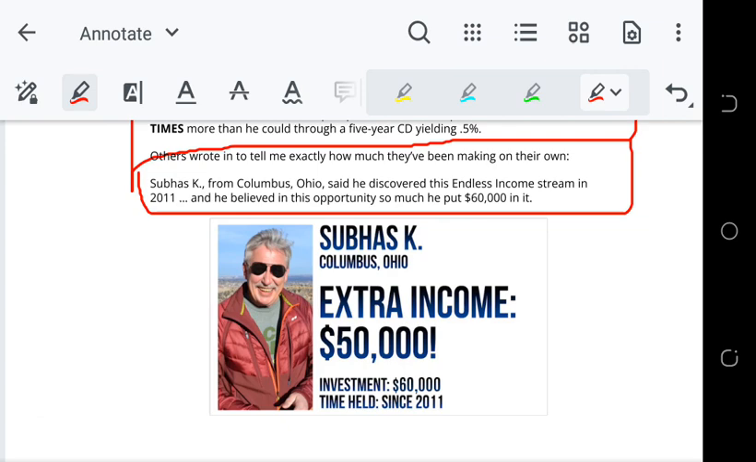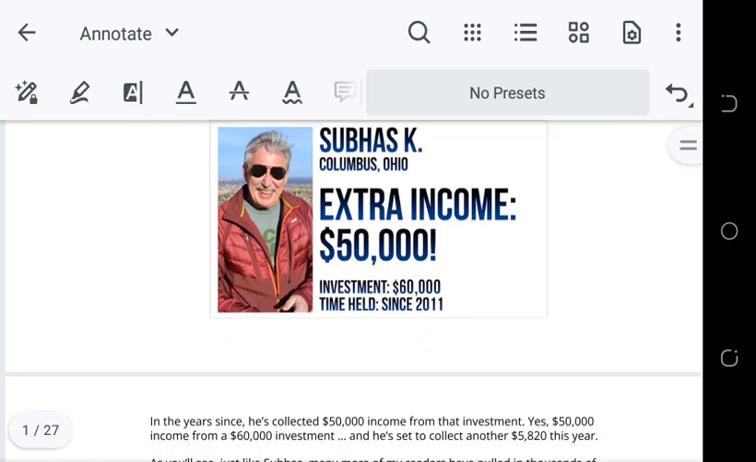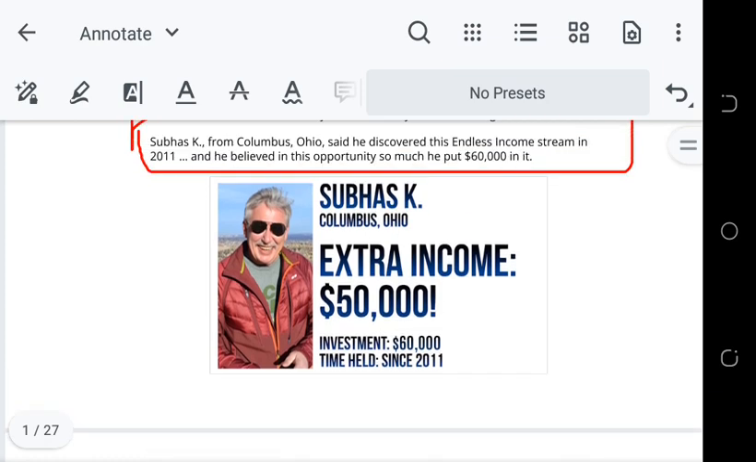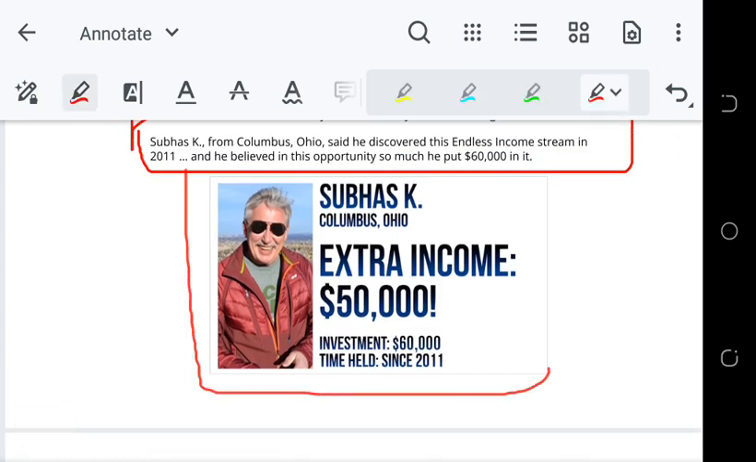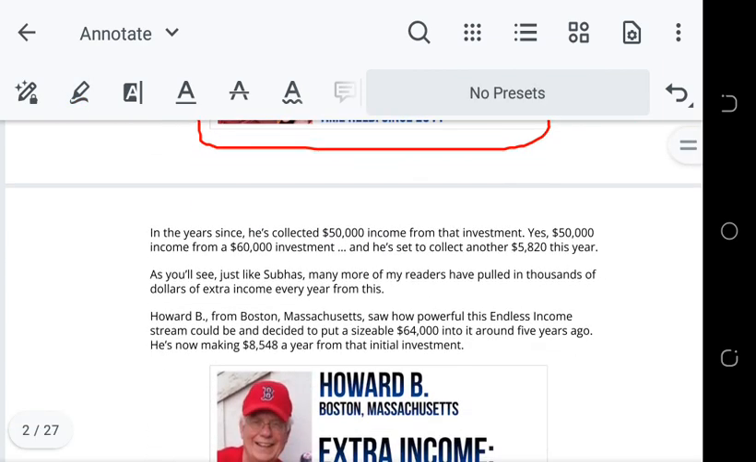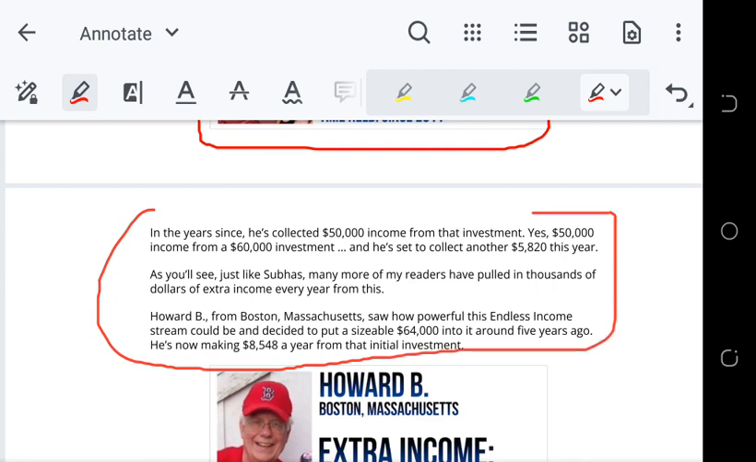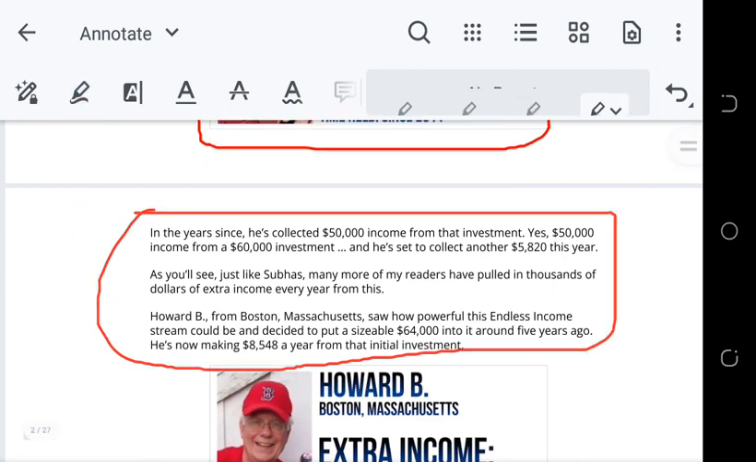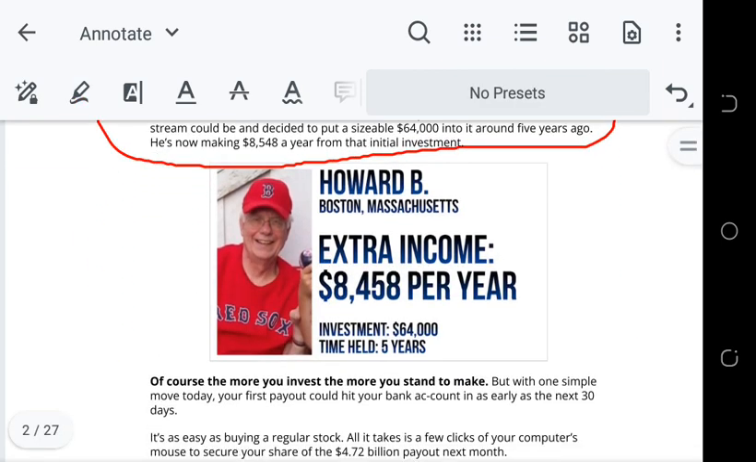This is somebody's image with some of the things that he said. This is another kind of testimonial, an image of what somebody said he or she made in the years since he collected. So these are all some form of testimonials backing up the claim that this opportunity makes a lot of money. This is another one here.